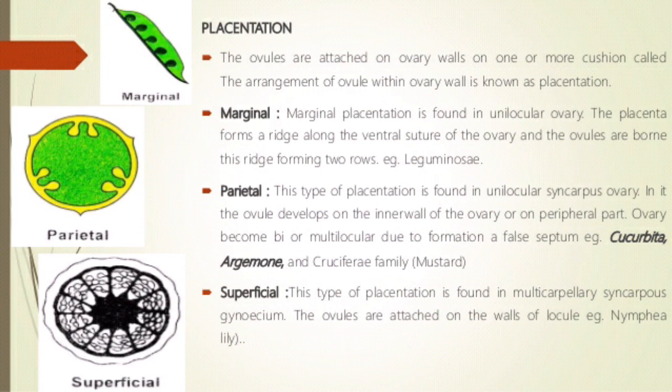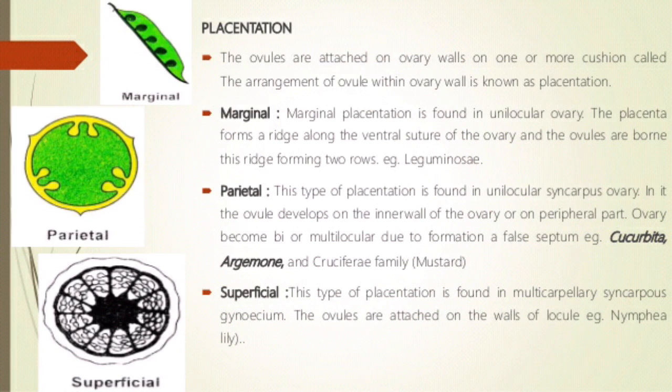Placentation. The ovules are attached on ovary walls on one or more cushions called placenta. The arrangement of ovules within the ovary wall is known as placentation. There are different types of placentation. Marginal placentation is found in unilocular ovary. The placenta forms a ridge along the ventral suture of the ovary and the ovules are borne on this ridge forming 2 rows, as in the case of Leguminosae, means the family of pea.